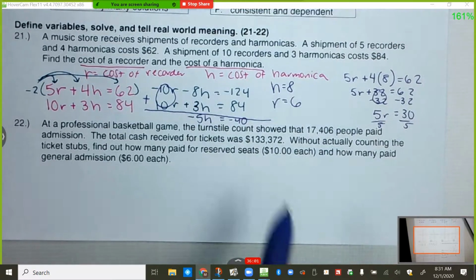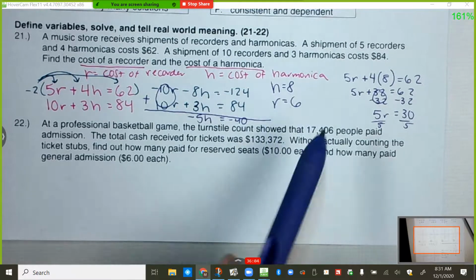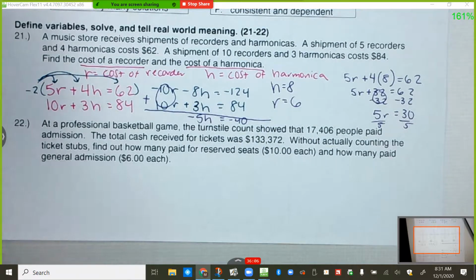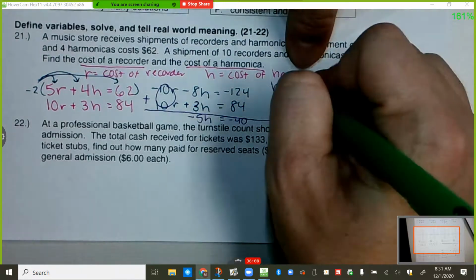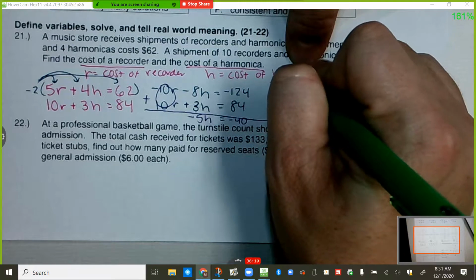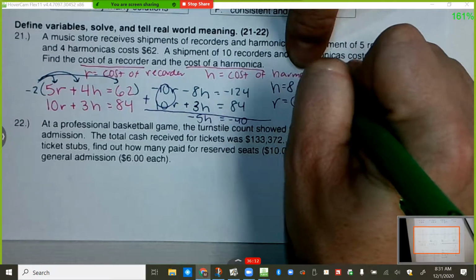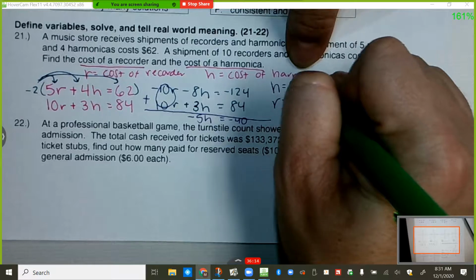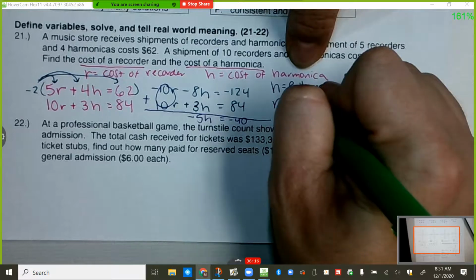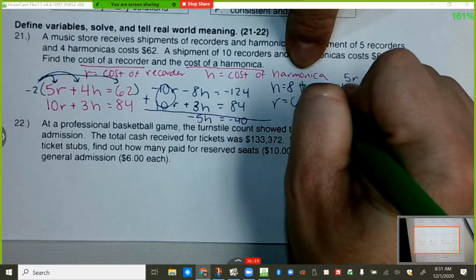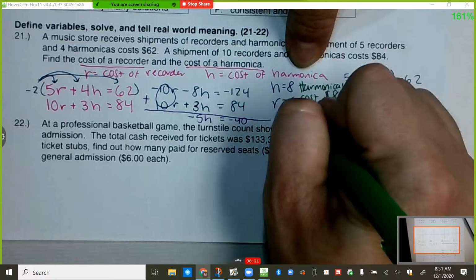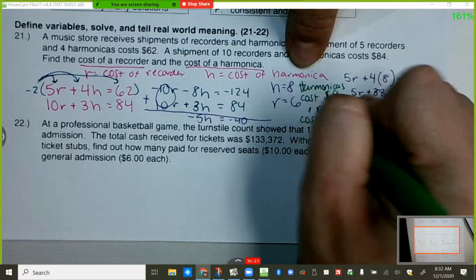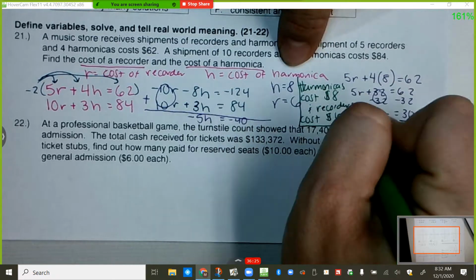Now, is this how I should leave my answer? No. When you have word problems, you should have word answers. So harmonicas cost $8, and recorders cost $6. I know there's not much space, so squeeze it in wherever you can.